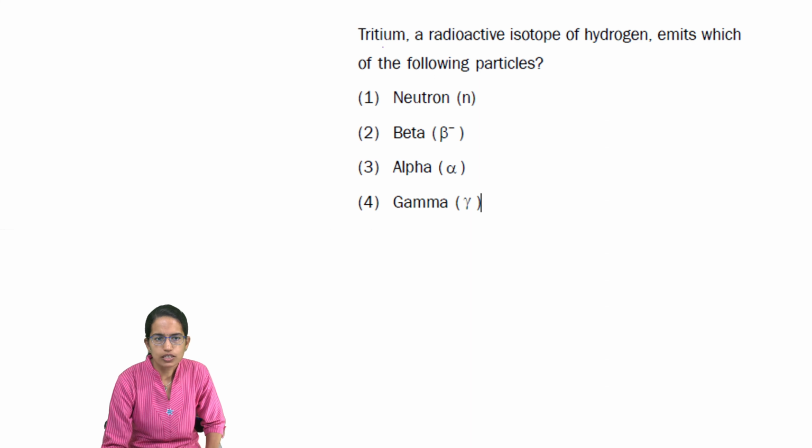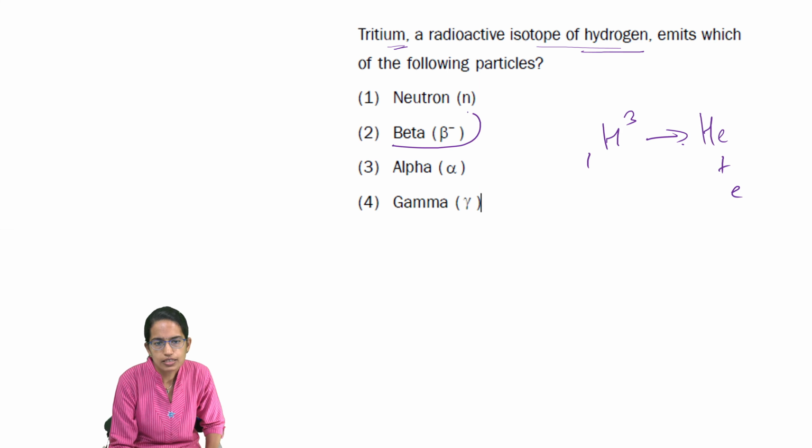Now, the first question was, tritium is a radioactive isotope of hydrogen, and this emits what of those? So, it dissociates, and this emits the beta rays. So beta rays is the right option.